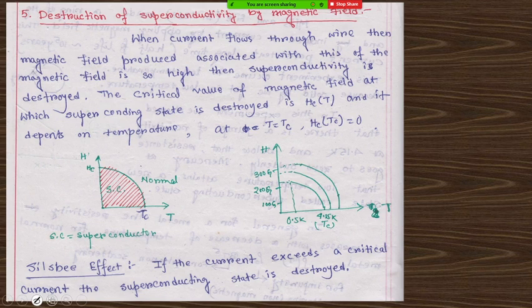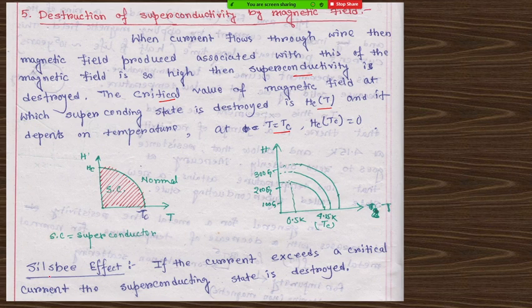When current flows through a wire, a magnetic field is produced associated with it, so superconductivity is destroyed. The critical value of the magnetic field destroys the superconductivity. This is the superconducting nature. You can see there is a different nature for the different curves.